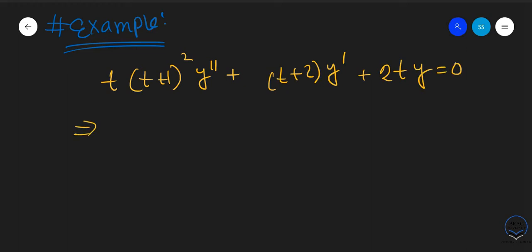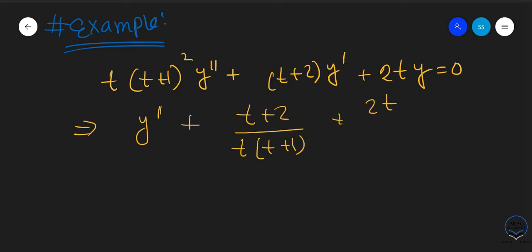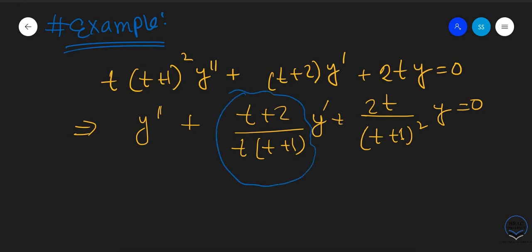Now let's bring this thing into a standard form. So the standard form is nothing but y double prime plus (t plus 2) over t times (t plus 1) squared y prime plus 2t over t times (t plus 1) squared y equals 0. This t and this t will cancel each other out, so this is just 2 over (t plus 1) squared y equals 0. Now in the previous part I discussed this q and p and r, but notice that I also told you that the ratio is the only thing that matters, the only thing that we care about. So this is the thing we should care about.